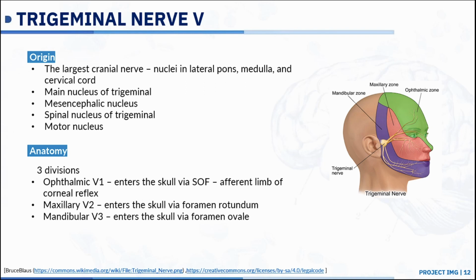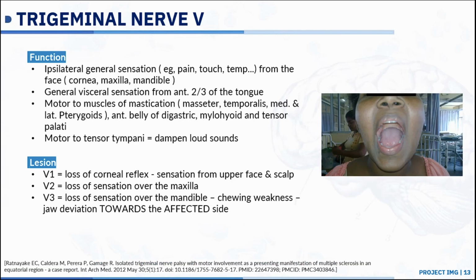Trigeminal nerve, CN 5. Origin: the largest cranial nerve, with nuclei in the lateral pons, medulla, and cervical cord: main nucleus of trigeminal, mesencephalic nucleus, spinal nucleus of trigeminal, and motor nucleus. Anatomy: three divisions. Ophthalmic V1 enters the skull via the superior orbital fissure and is the afferent limb of the corneal reflex. Maxillary V2 enters via foramen rotundum. Mandibular V3 enters via foramen ovale.